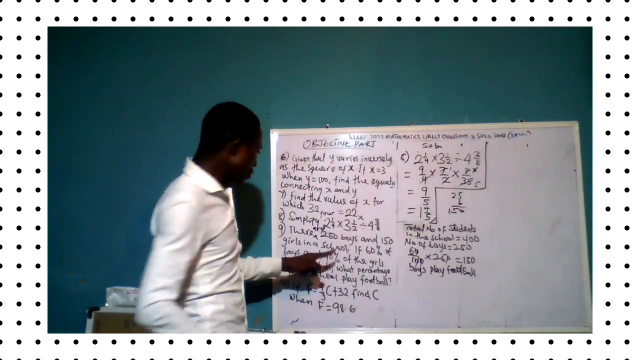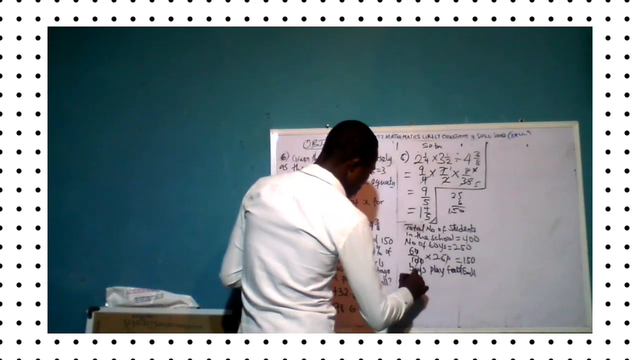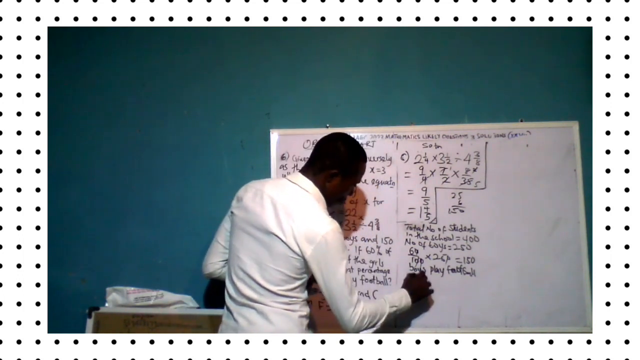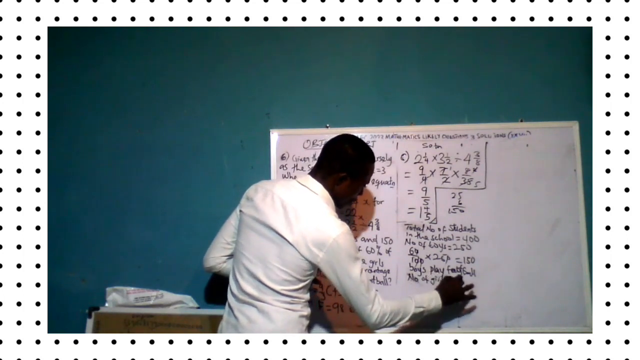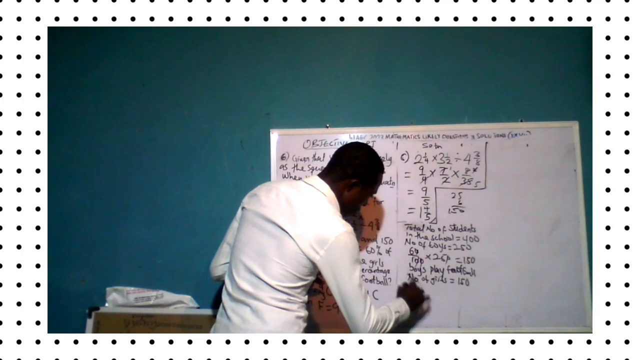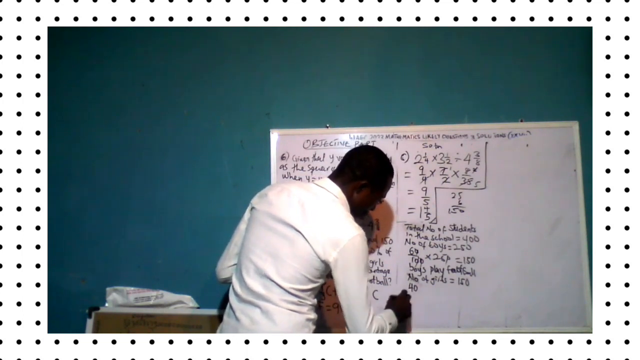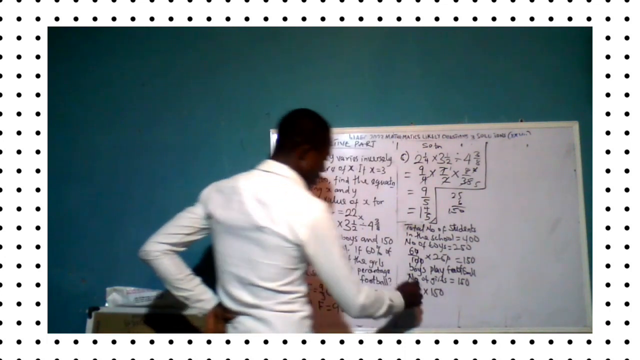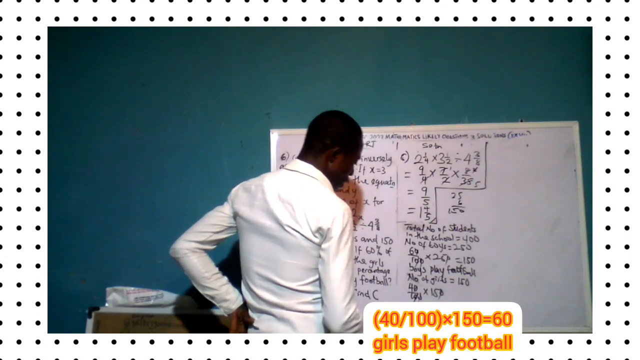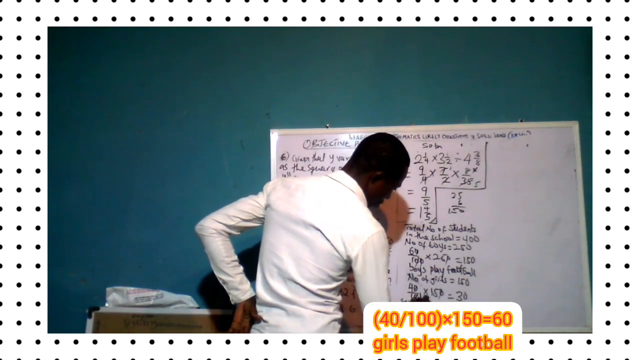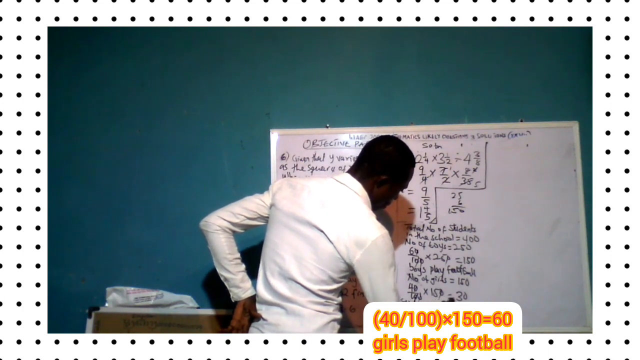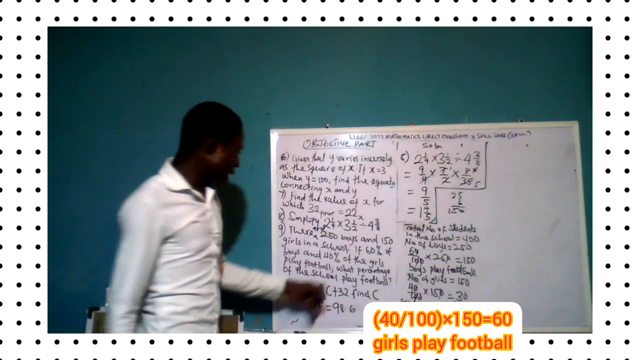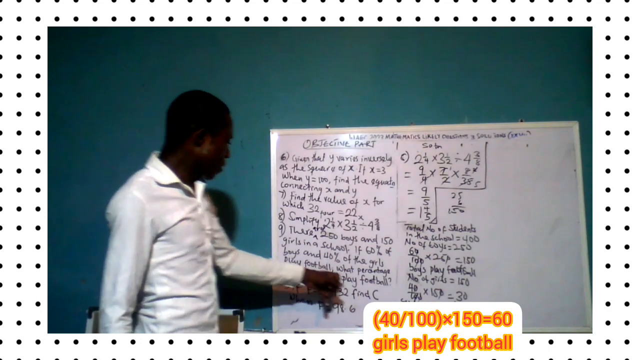All right, now 40% of girls play football. It just means that 40. Okay, take the number of girls, and the number of girls is equal to 150. Okay, and 40% of girls play football. It does mean that 40 all over 100 multiplied by 150 play football. Okay, and this they actually give you 4 times 15.